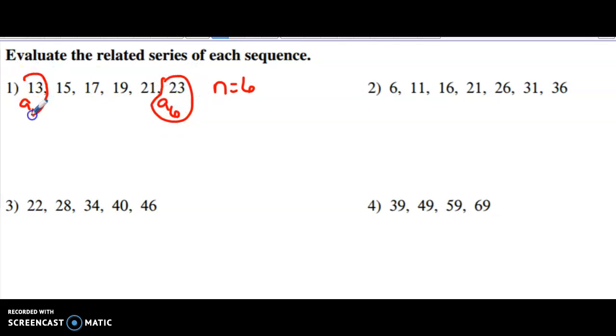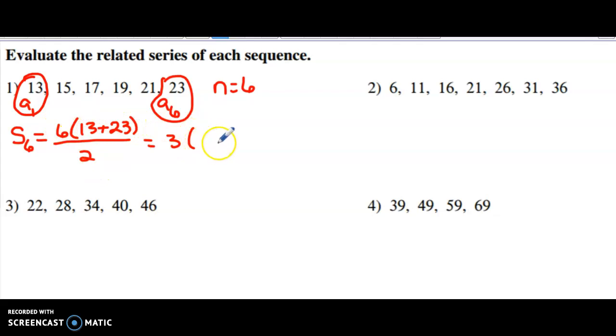A sub 1 is 13. So if I'm going to plug it into my formula, I would have S sub 6 is equal to 6 times 13 plus 23, all divided by 2. 6 divided by 2 gives me 3. 13 plus 23 gives me 36. 3 times 36 is 108. So that is the sum of those first 6 terms. Let's go ahead and try the next one.